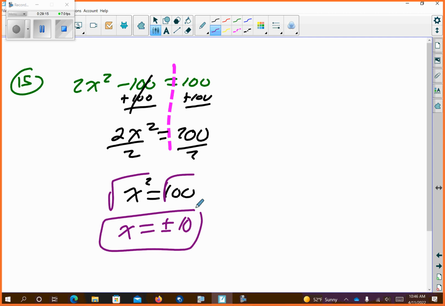You could use the quadratic formula on those. If you allowed your b value to be 0, it should work. It will work.